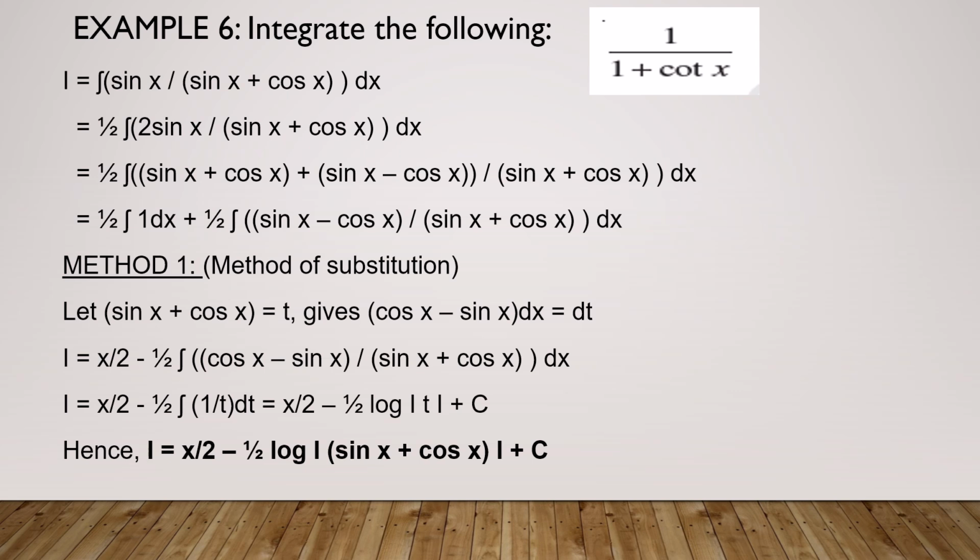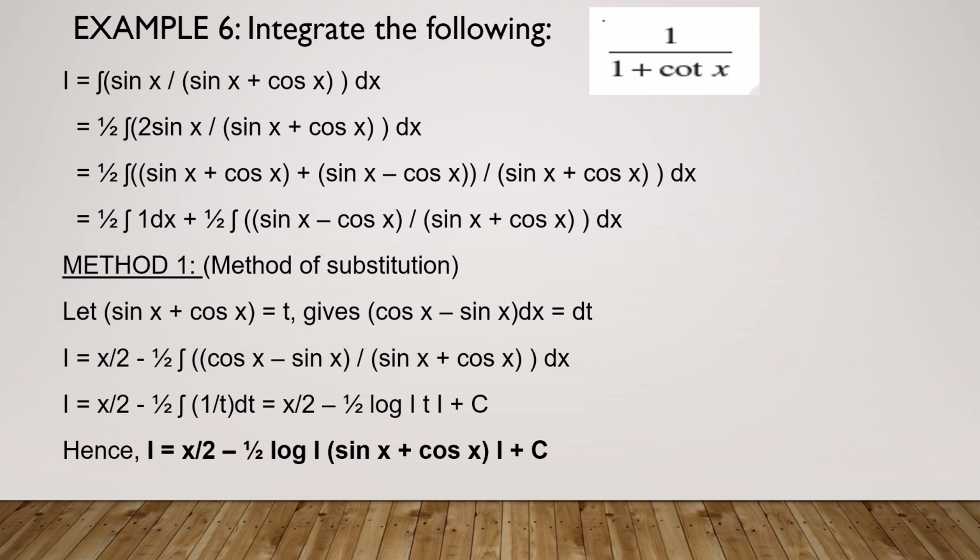Now I think after this step the idea would be clear that substitute sin x plus cos x is equal to t. We have seen an example of this kind just previously. So now sin x derivative is cos x, cos x derivative is minus sin x, so cos x minus sin x dx is dt. This is the first method. Remember, we will see another method also.